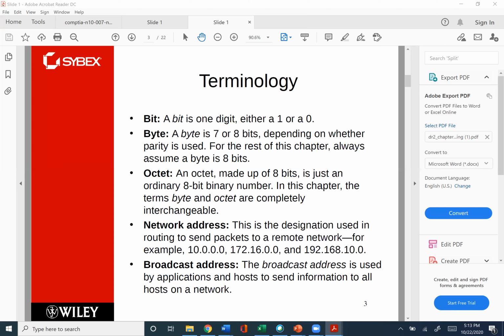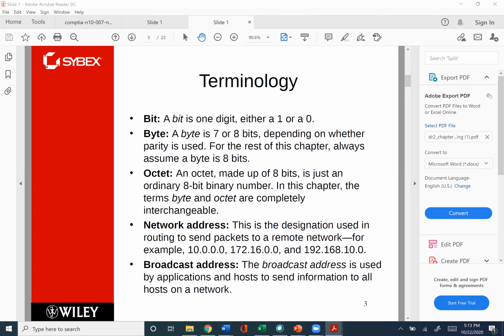And the bit is either 0 or 1, right? An octet is basically also 8 bits, so we call it an octet. Octet equals 8 bits.